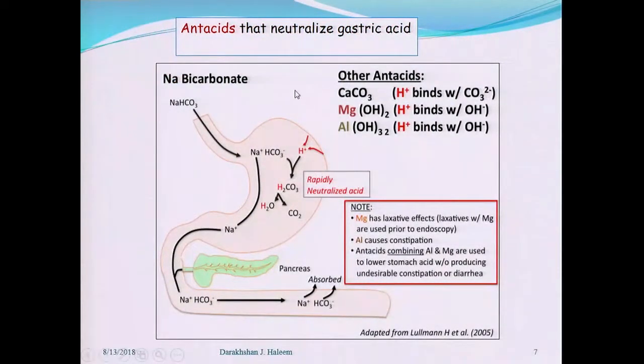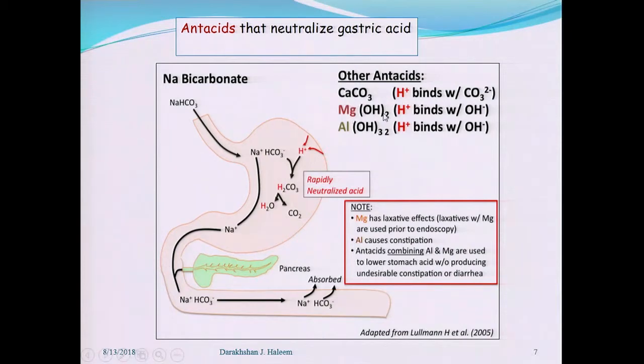You can see here the action of antacids. Sodium bicarbonate will ionize into sodium and bicarbonate ions. Sodium will be reabsorbed. Bicarbonate ions will combine with the hydrogen ions present in the stomach to form carbonic acid, and carbonic acid is a weak acid, unlike HCl, so therefore the acidity of the stomach is reduced.